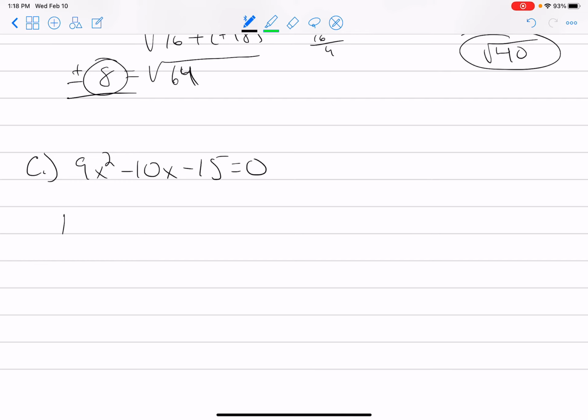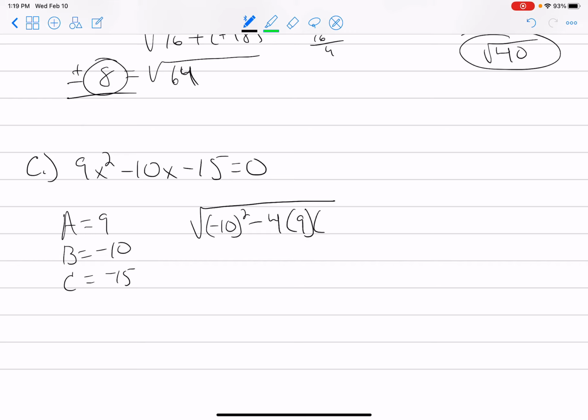Cool, you just did it. So I'm saying A is 9, B is -10, C is -15. Okay, B squared, -10 squared, minus 4 times A times C. Okay, cool. All right, negative 10 times negative 10 is 100. Minus 4 times 9 is 36 times negative 15.